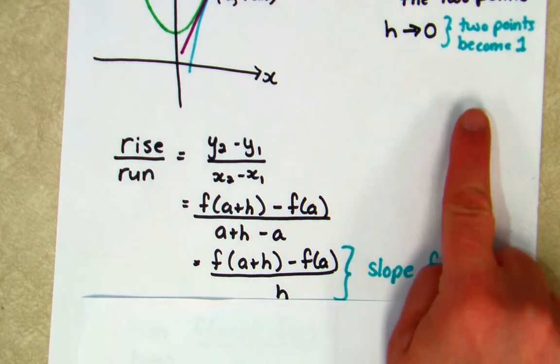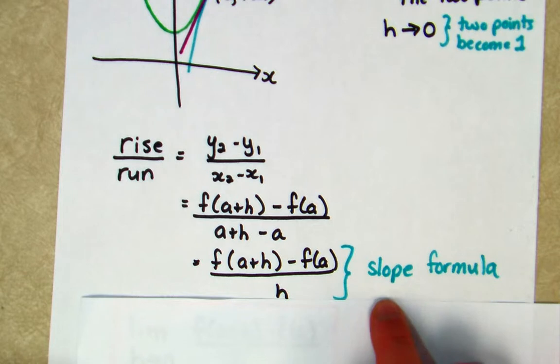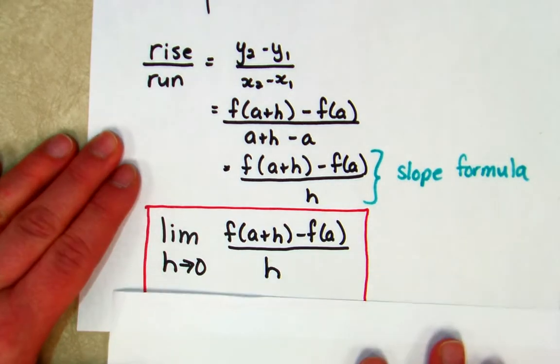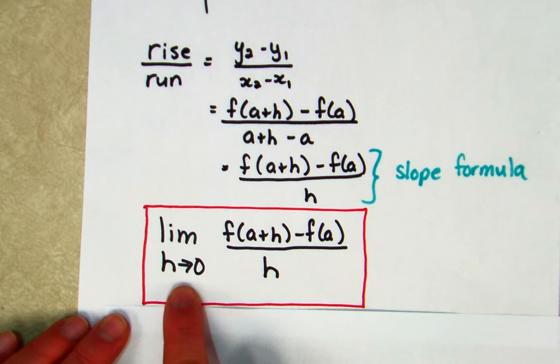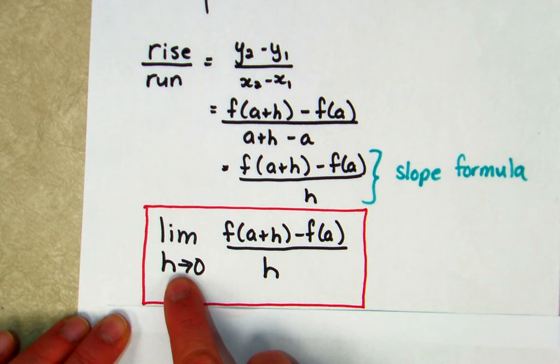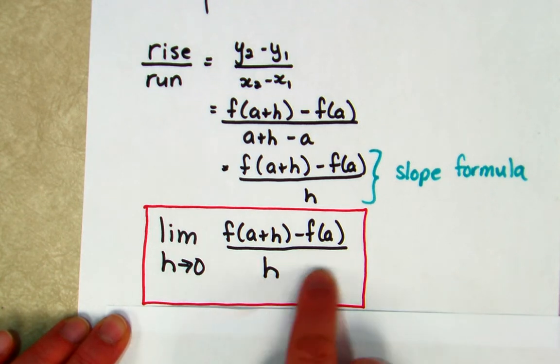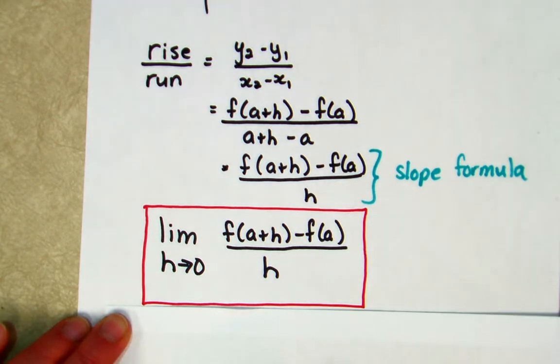So now I'm going to combine these two things together, 2 points becoming 1 and the slope formula to get the limit definition for slope of a tangent, which is the limit as h approaches 0 of f at a plus h minus f at a over h. So the limit as h approaches 0 is important because it represents the 2 points becoming 1, and the f at a plus h minus f at a over h is important because it is actually the slope calculation. It comes from the slope formula.